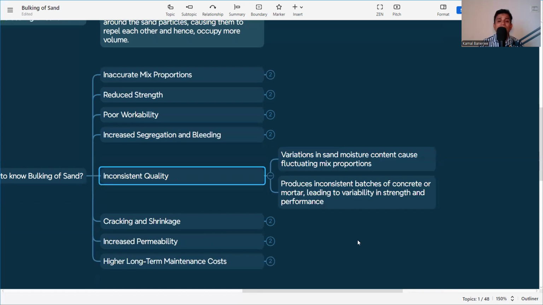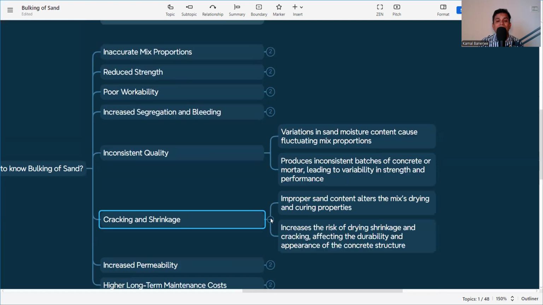What does this mean? Variation in sand moisture content causes fluctuation in the mix proportion. That means every sand does not have the same bulking. So today I'm getting maybe 20%, tomorrow I'll get 22%. So there is a fluctuation. And whenever this much water is present, the water cement ratio also fluctuates, so there will be problems in quality. It produces inconsistent batches of concrete or mortar, leading to variability in strength and performance, if the bulking of sand is not measured and not corrected in the mix.